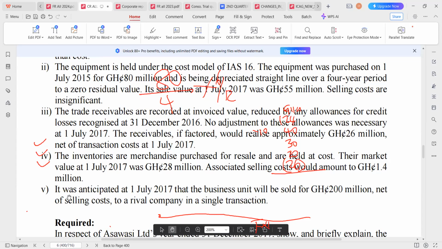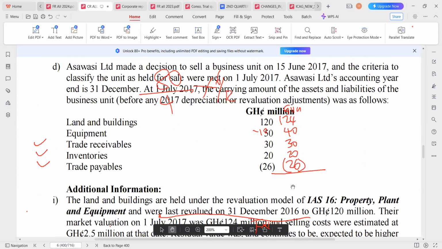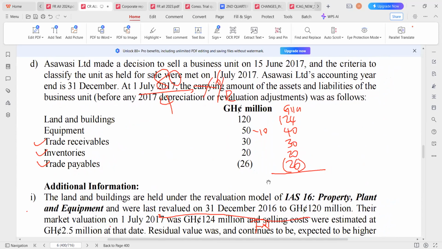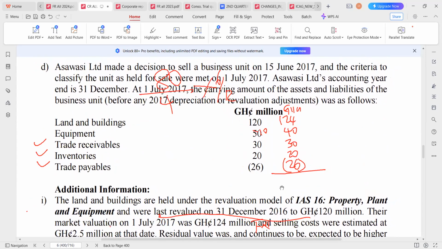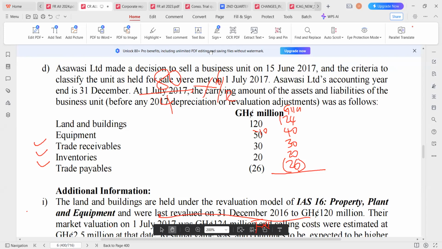Now read the last note. It was anticipated that on 1st July 2017, the business unit, the entire thing, will be sold for 200 net selling cost. So what's the fair value less cost to sell? Let's come here. Give me the current amount first. Calculate the current amount and give me the fair value less cost to sell. Give me 188. Good, 188.